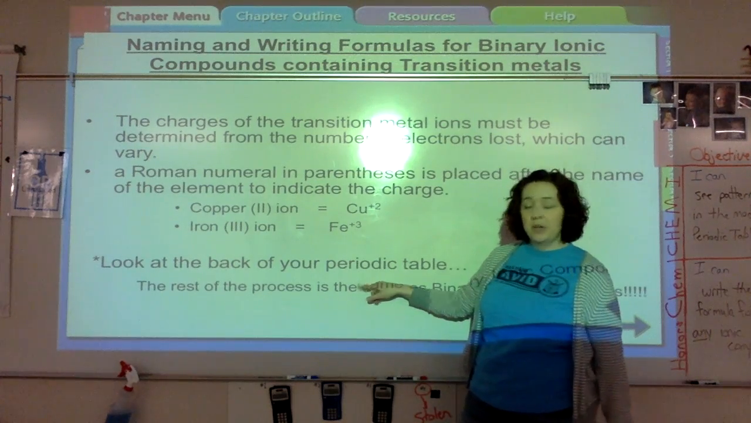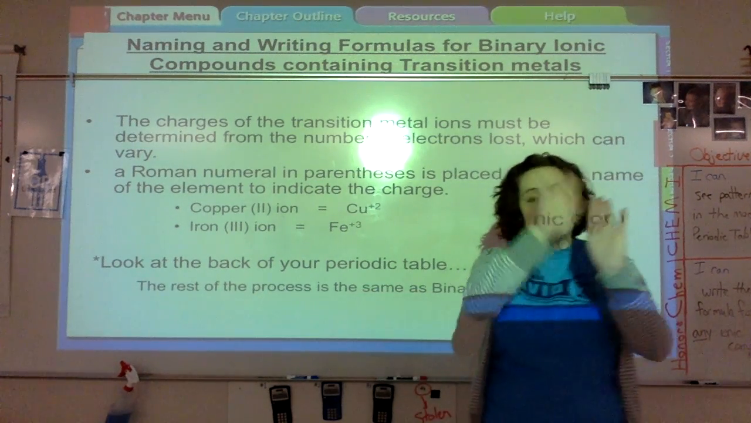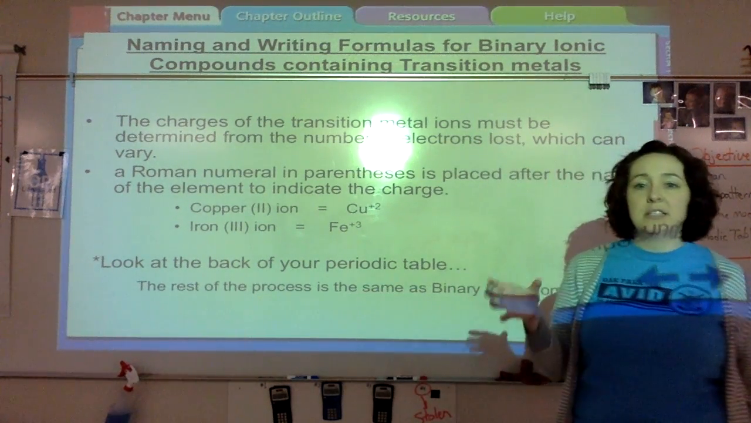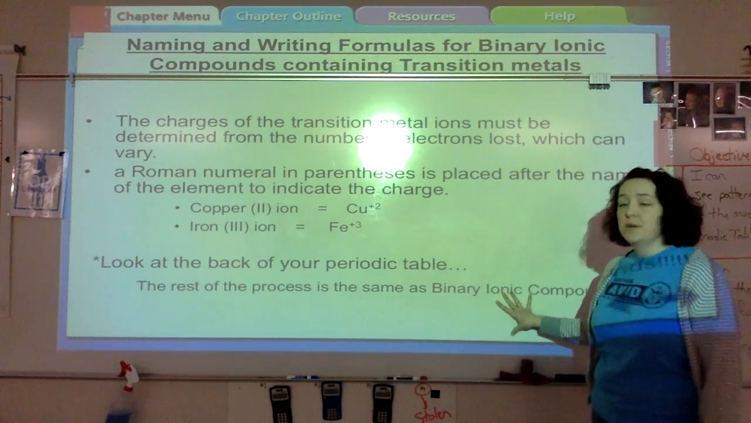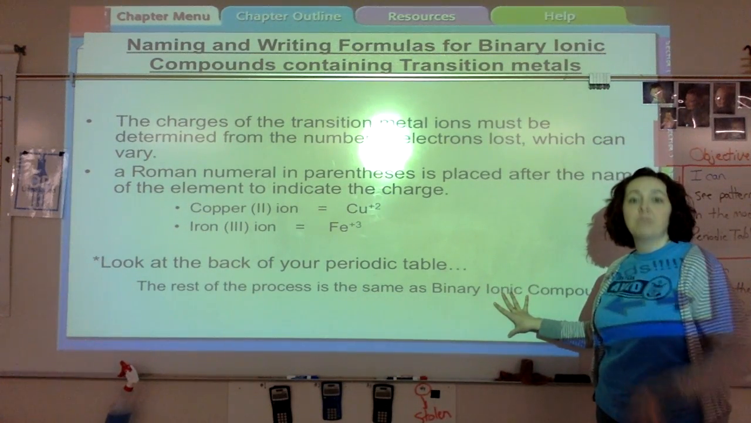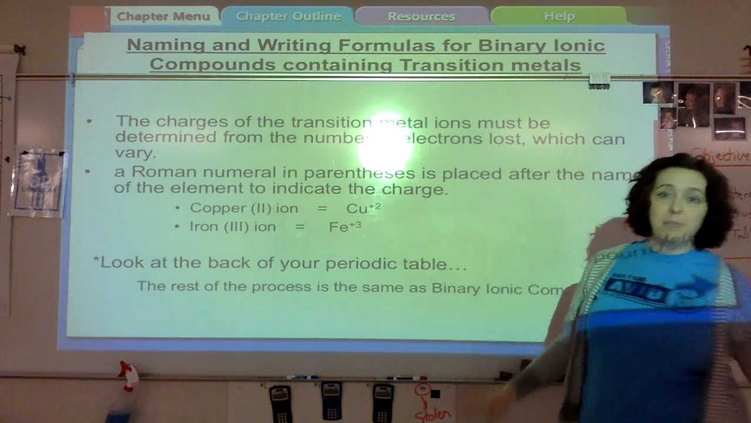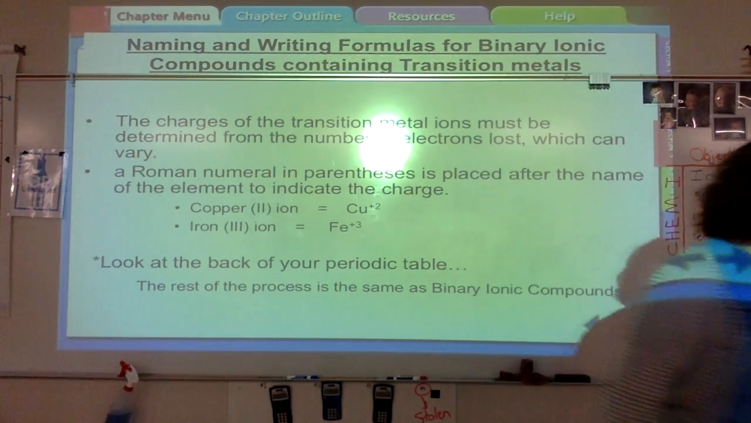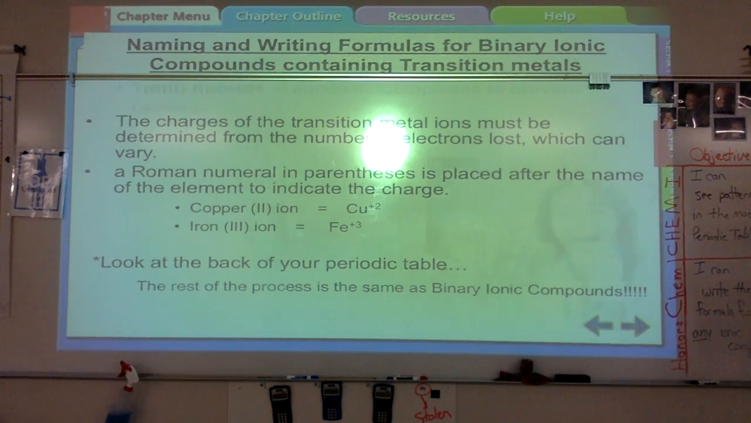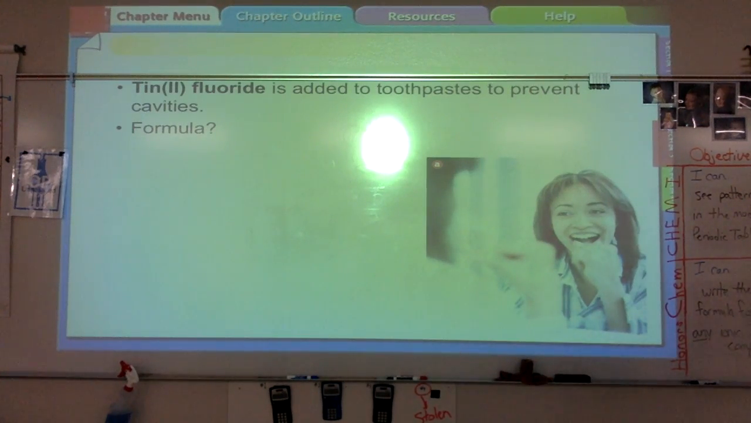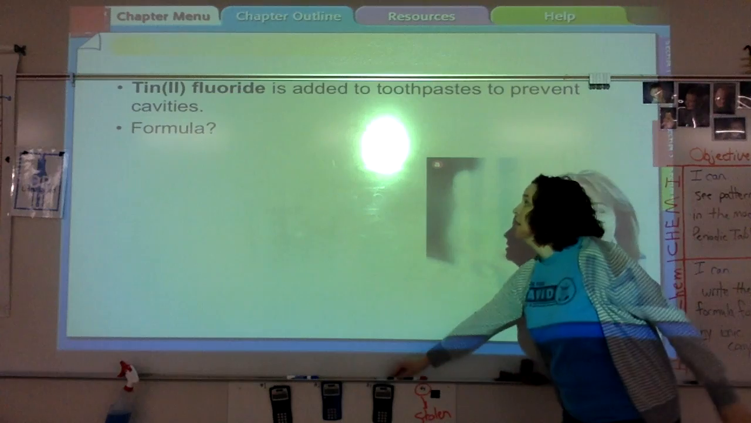If you look at the back of your periodic table, next to the polyatomic ions, there's the list of the transition metals and all of their multiple charges, okay? That's the only change from binary ionic compounds, the normal ones. So let's practice. Okay, let's start with tin 2 fluoride.